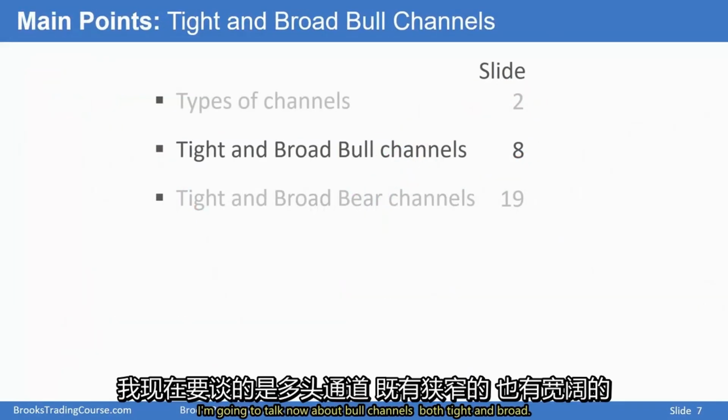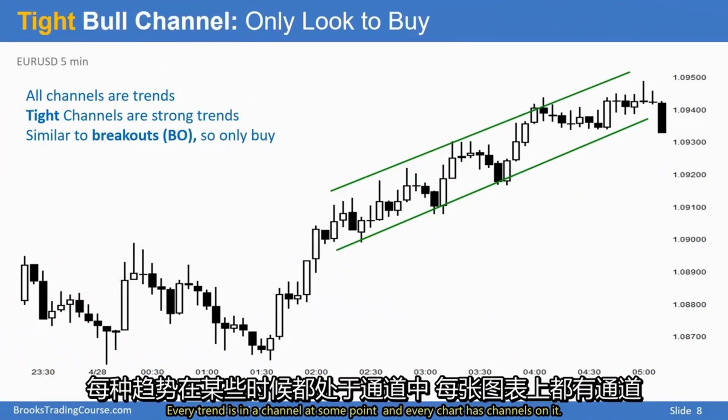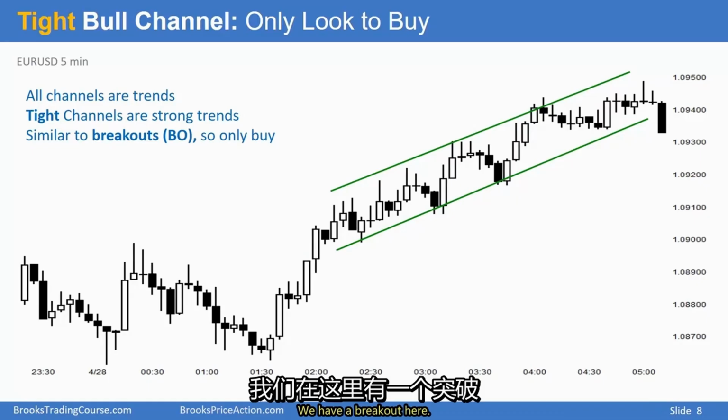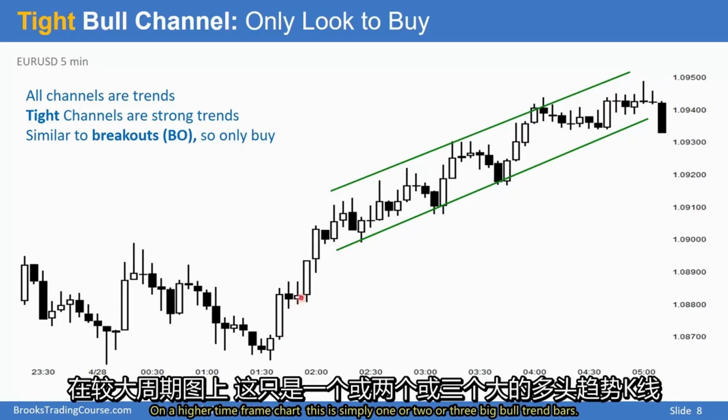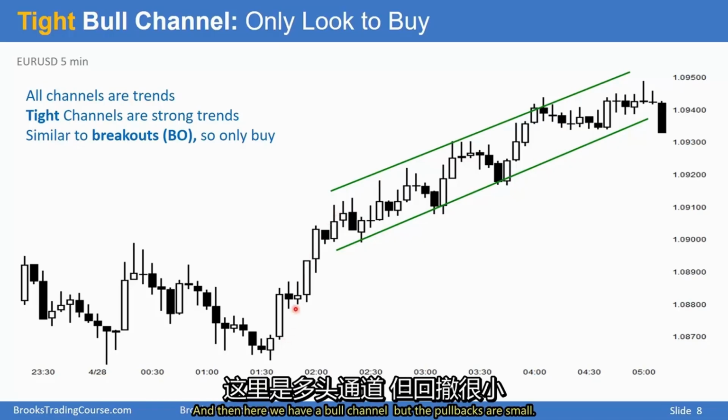I'm going to talk now about bull channels, both tight and broad. Every trend is in a channel at some point, and every chart has channels on it. We have a breakout here, it continued here. On a higher time frame chart, this is simply 1 or 2 or 3 big bull trend bars. It's a breakout, no pullbacks, it's a micro channel.